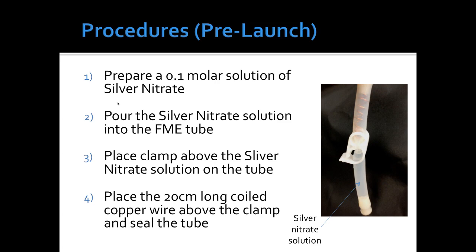For our procedures, we basically put a 0.1 molar solution of silver nitrate and a copper wire in the FME tube and clamped the wire. We allowed the crystals to grow, and they basically start growing right when the solvent touches the wire.